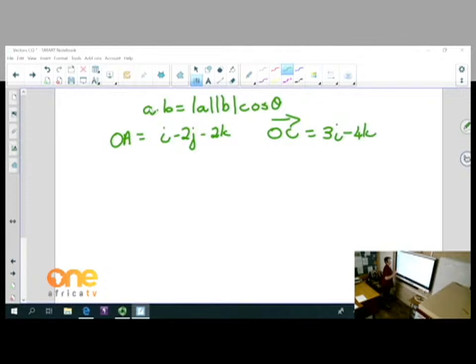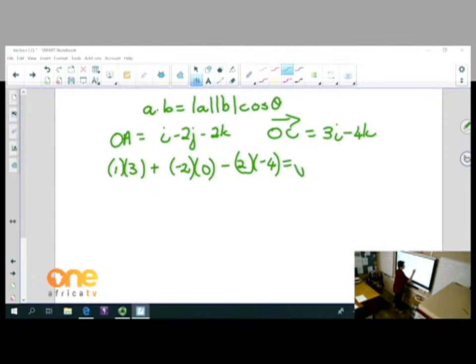So here, for A dot B, you mix the two. So i i is 1 times 3, plus negative 2 times... now look at this one. There is no j there, so you're going to multiply with a 0 here. You multiply with a 0. And then minus 2 times negative 4. That is the calculation for that one.